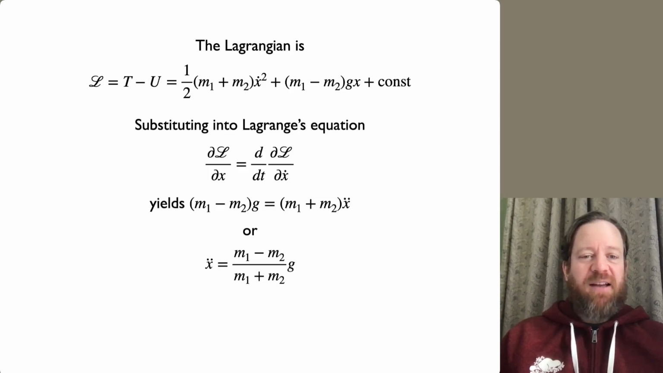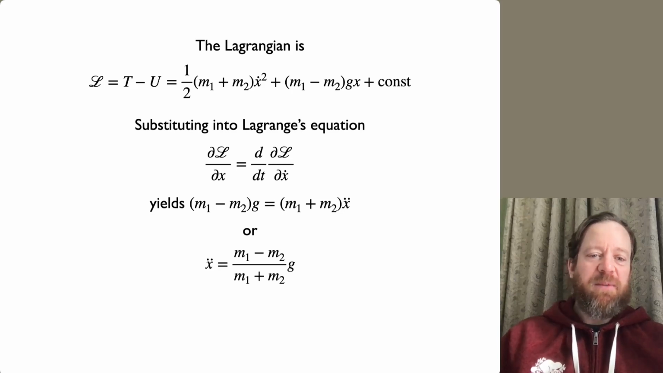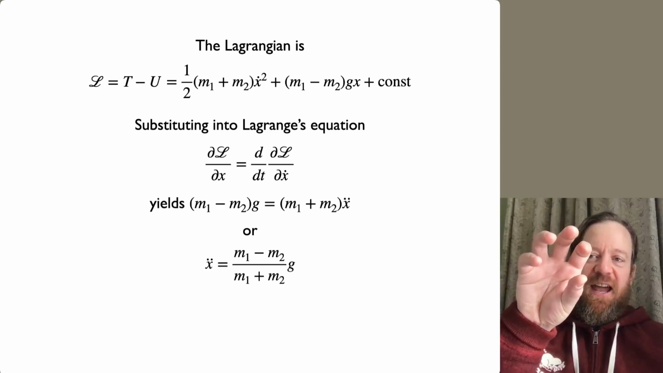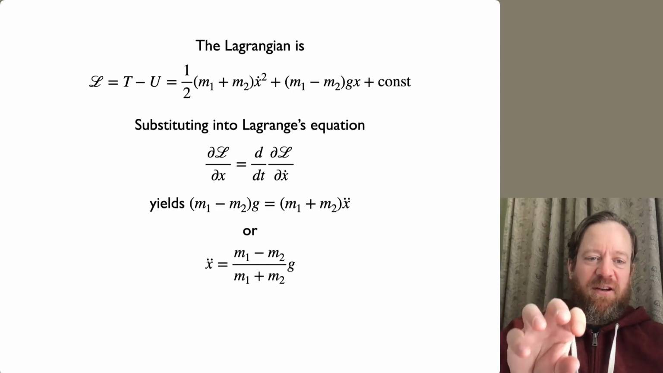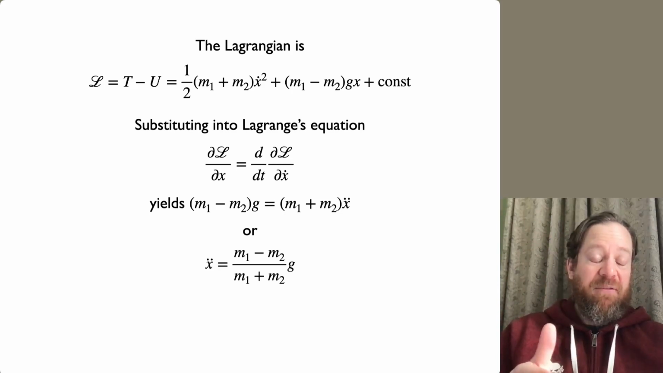So if we take two masses that are fairly close together, not exactly the same, mind you, we don't want a balanced situation, but we want them to be fairly close together, then the constant hanging out in front of g is going to be a fairly small number. In other words, we can expect our mass m1 to descend at some fraction of the gravity g.